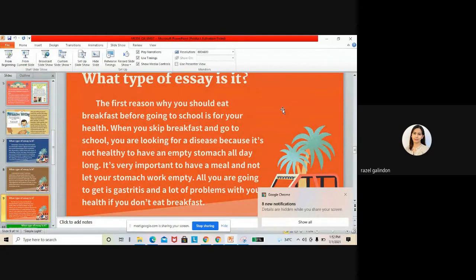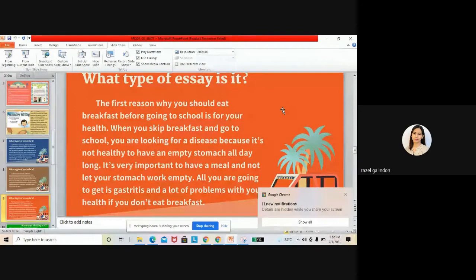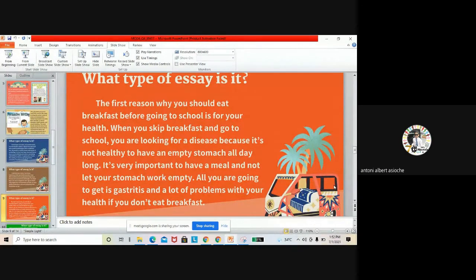The first reason why you should eat breakfast before going to school is for your health. When you skip breakfast and go to school, you are looking for a disease because it's not healthy to have an empty stomach all day long. It's very important to have a meal and not let your stomach work empty. All you are going to get is gastritis and a lot of problems with your health if you don't eat breakfast.